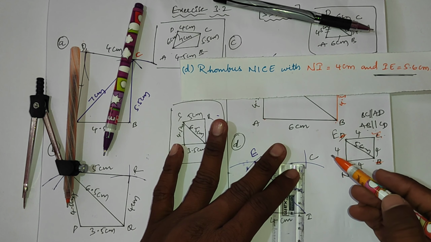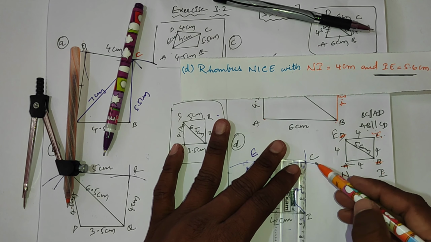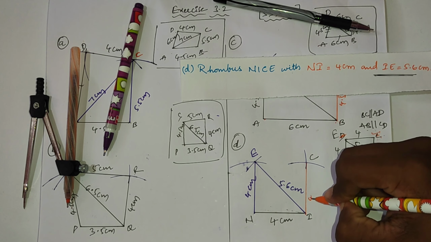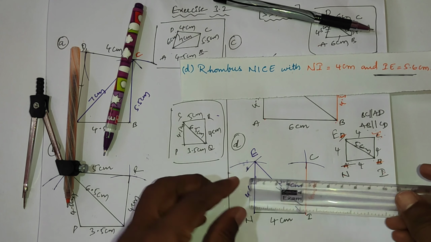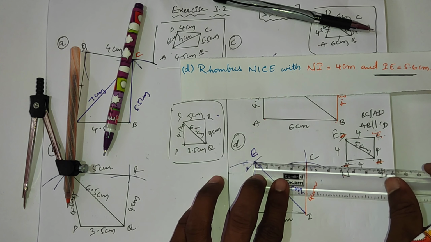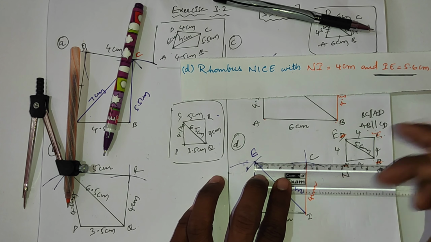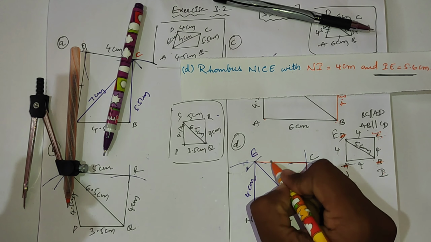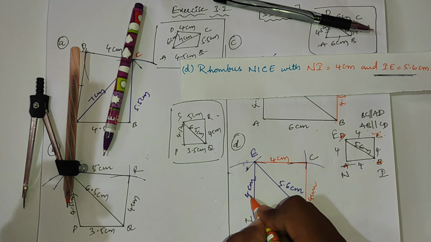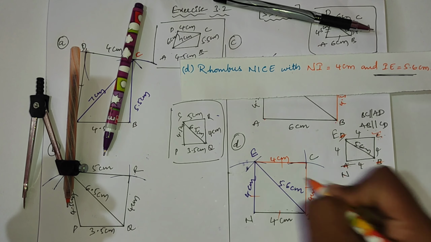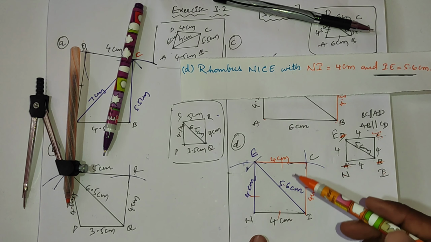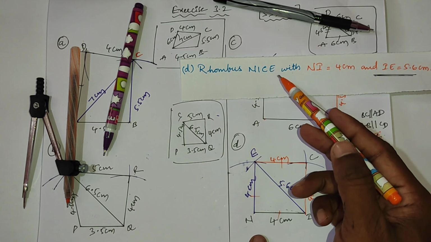So just first join I to C. What's the length we got again here? 4 centimeters. And join E to C. We got again 4 centimeters. So all sides are equal. We got the required rhombus NICE.